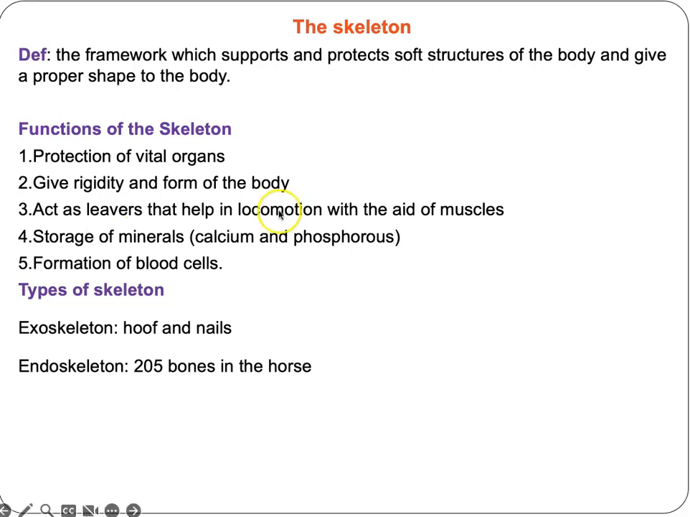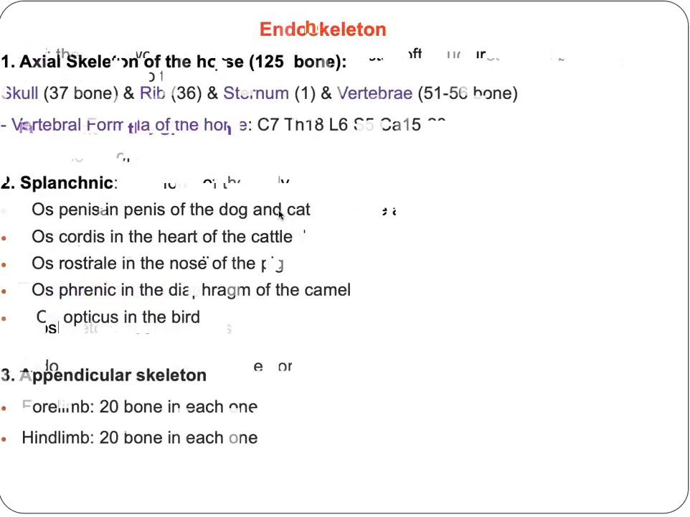Now the skeleton. We have two types of skeleton, exoskeleton and endoskeleton. The skeleton is important because it makes the frame structure that supports the body and also protects certain soft organs in the body. Its importance is to support vital organs, give rigidity to the body, provide muscle attachment, and store minerals and phosphorus.